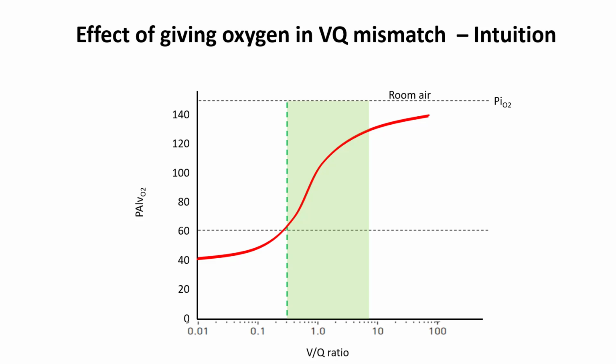Let's understand this in a more intuitive way. So we have seen this graph before. We have got VQ ratio and we have got the P alveolar O2. And while breathing room air, different VQ ratios will have different P alveolar in them. Alveoli with more dead space will have higher P alveolar O2 and the alveoli with shunt physiology will have much lower. And here we have normal alveoli with VQ of 1 with PO2 of 100. This area represents those alveoli with P alveolar O2 of 60. So these are the poorly oxygenated alveoli.